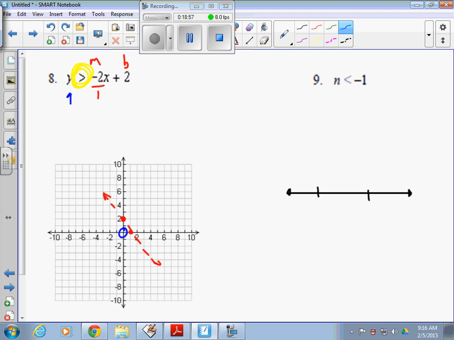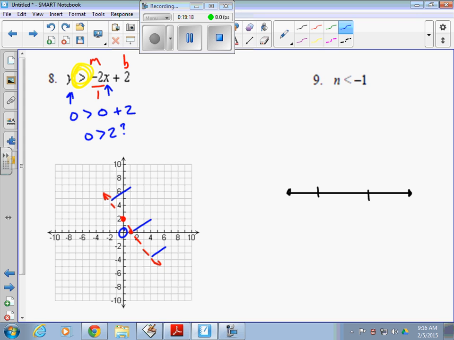So we're plugging in. 0 is greater than anything times 0. Doesn't matter what it is. Negative 2 or what? 0. Plus 2. 0 is greater than 2. That's what we're checking to see if it's true or not. It is not true. So you're going to shade away from 0, 0, everything to this side.